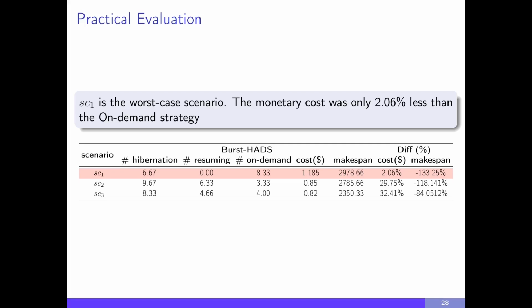The first thing we can see, considering that the deadline was 1 hour, is that BurstHaze was able to meet the deadline in all the scenarios, in all the cases, and was also able to reduce the cost in the other cases. But for example, here in the first case, where we have the worst case scenario because we have the biggest rate of hibernations but there is no resume, BurstHaze had to launch more on-demand VMs, so the monetary cost was just 2% less than the on-demand strategy. And we also see that the difference in the makespan is quite huge because of all the overheads to launch new VMs and move the tasks to those VMs in the case of the hibernations.